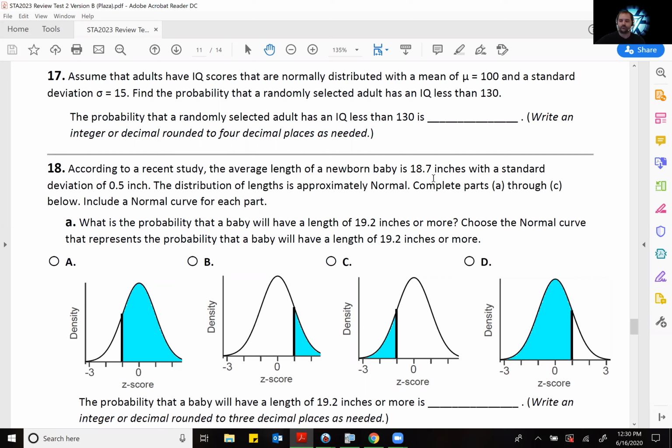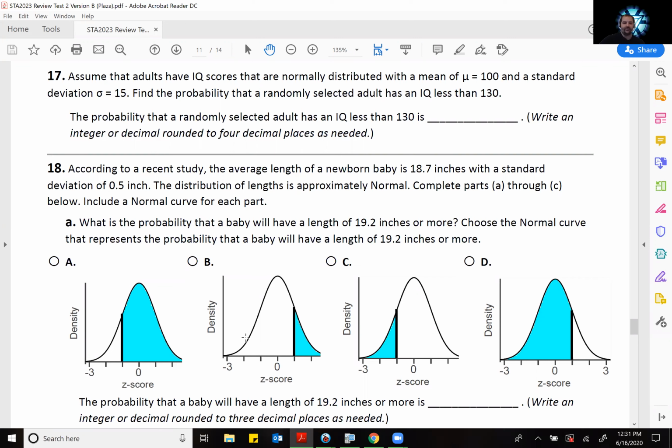Graph B. Say it again. Graph B. Seems right. Because, if we're kind of reasoning this out, 19.2 is above the mean, right? So that means it would have a z-score above the mean. And we want to be more, so that's to the right. These are the only two graphs that are to the right, and reasoning things out, definitely graph B.